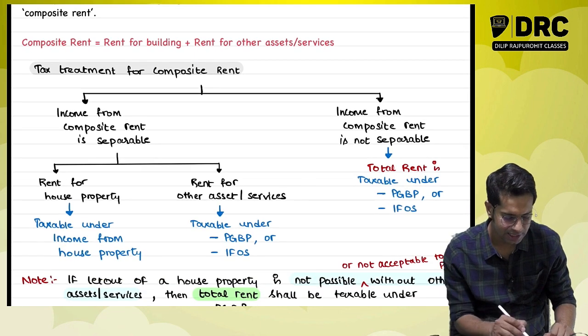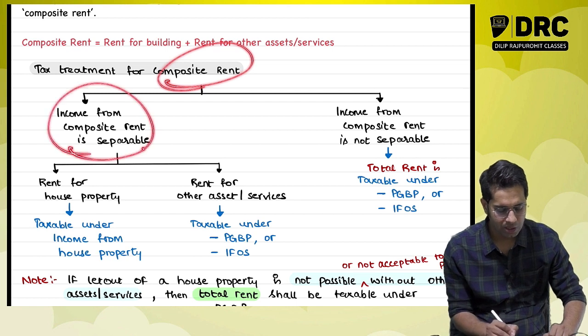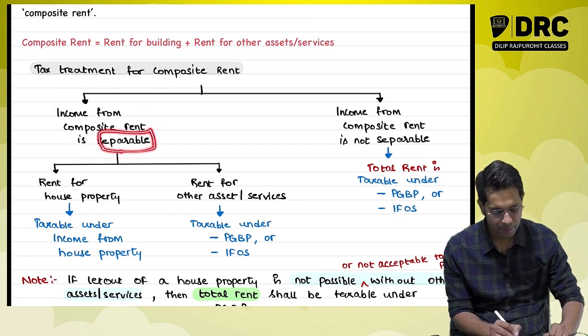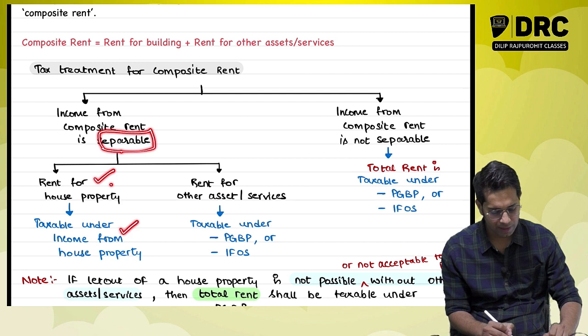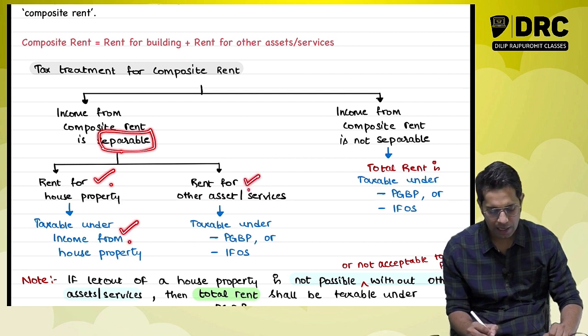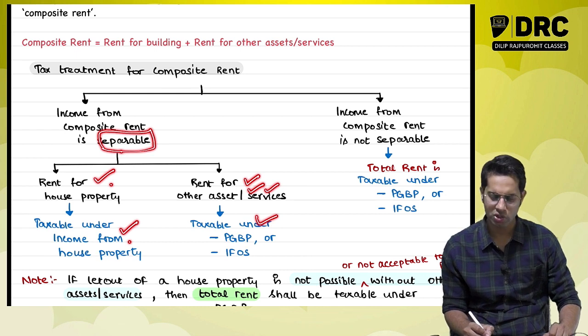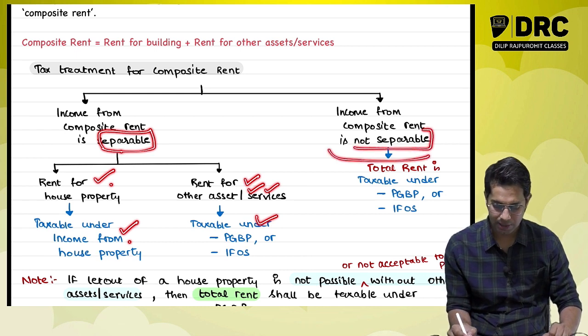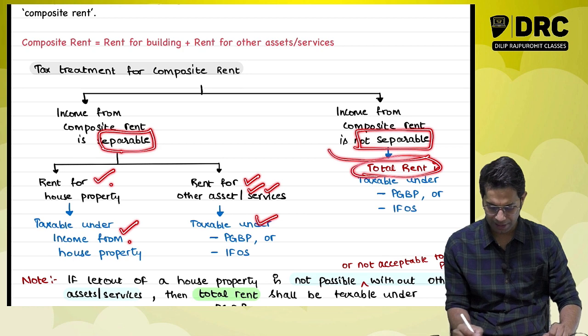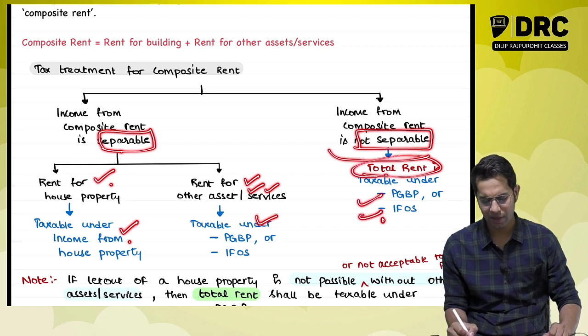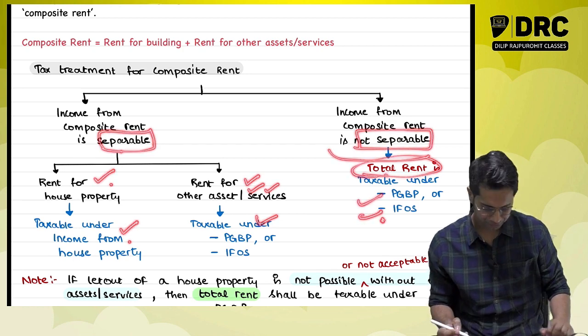So, the tax treatment in case of composite rent: if composite rent is separable, then rent for house property will be taxable under income from house property, and rent for other assets and services will be taxable under income from other sources or PGBP. If it is not separable, the entire rent is completely taxable under income from other sources or PGBP.